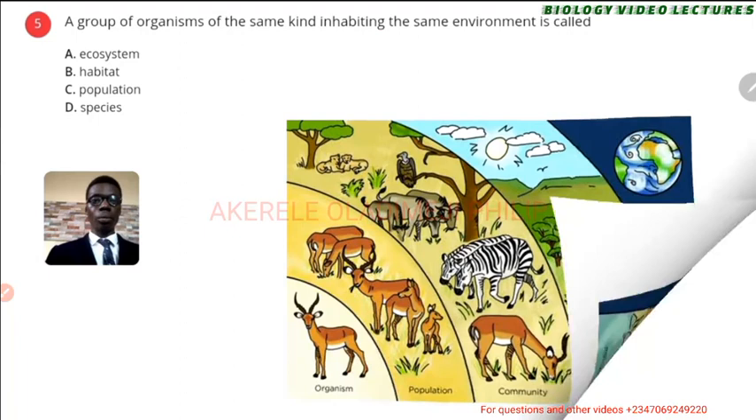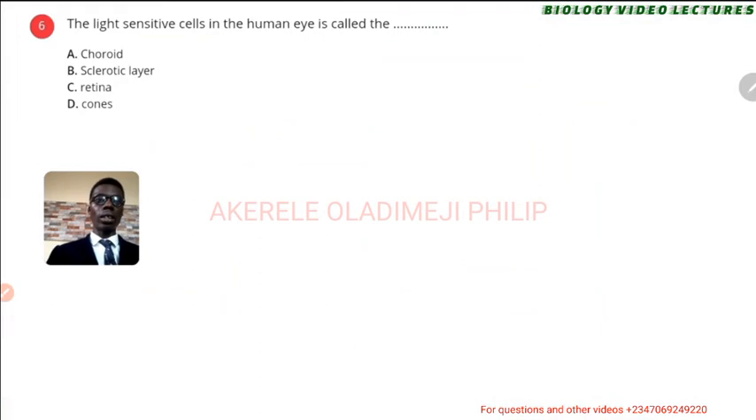The light-sensitive cell in the human eyes is called the retina.